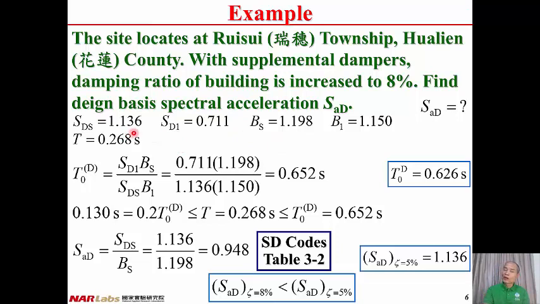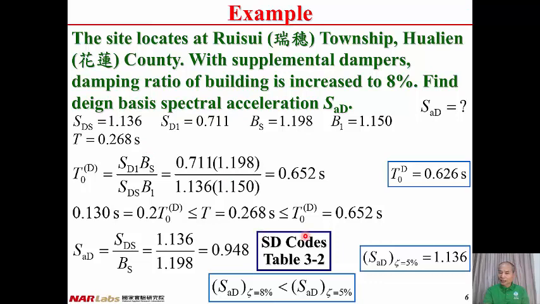SDS equal to 1.136, SD1 equal to 0.711, and BS from the previous slides, we have BS equal to 1.198 and B1 equal to 1.150. And the structural vibration period of the building equal to 0.268 seconds.